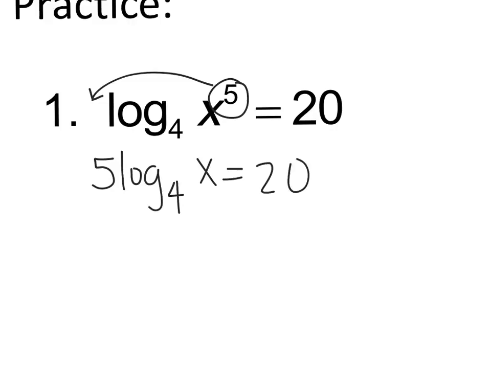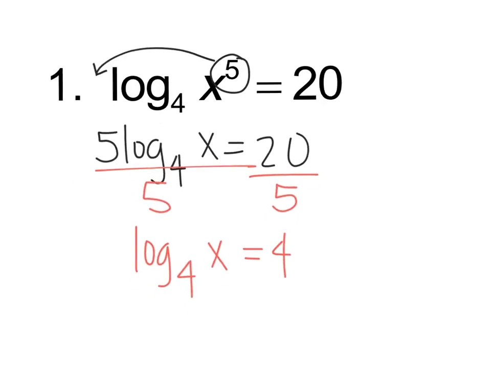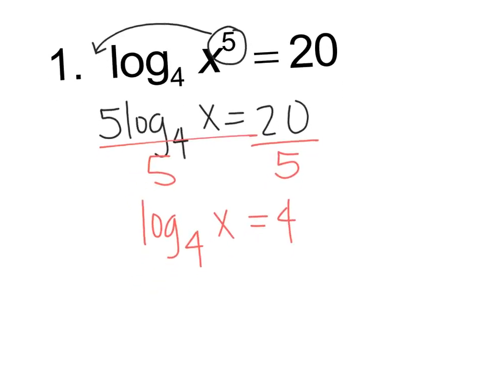Why is that helpful? I can divide by 5. So then I get the log base 4 of x equals 4. That's a way better looking problem than anything we've had all along. Now is a good time to write it in exponential form. So how do I write that in exponential form?